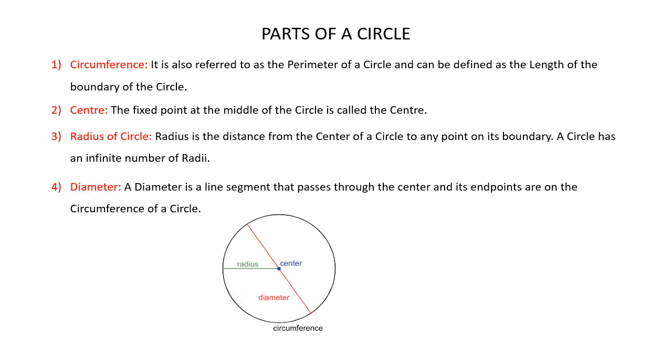Diameter. A diameter is a line segment that passes through the center and its end points are on the circumference of the circle. So this is the center of the circle. Now diameter is a line segment that passes through the center of the circle and the end points of the diameter are on the circumference of the circle.